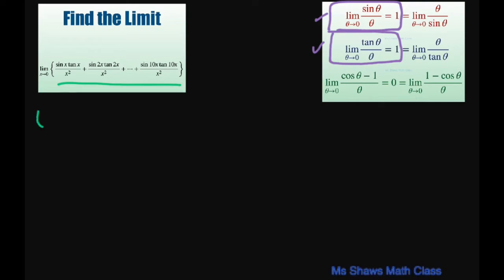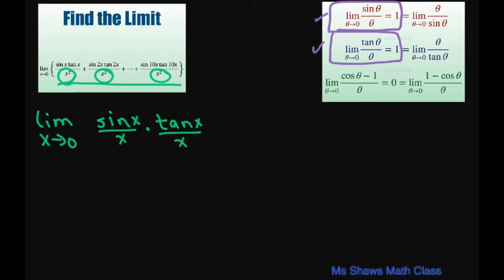So it's going to be the limit as x approaches 0, and if you can't see this, underneath this is all x squared. So I'm just going to split this up and write this as sine of x divided by x times tan of x divided by x. Then we have plus, the same thing I have here, I'm just splitting up the x squared into x times x. The next one is 2x, so we have sine of 2x divided by x times tan of 2x divided by x.